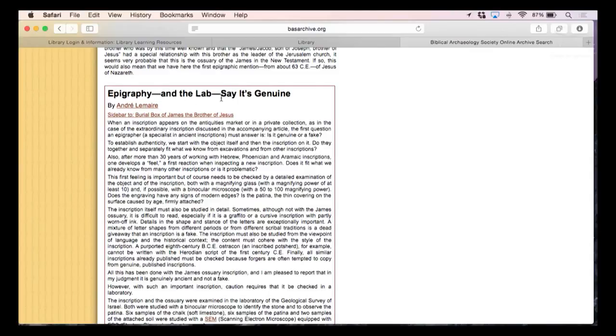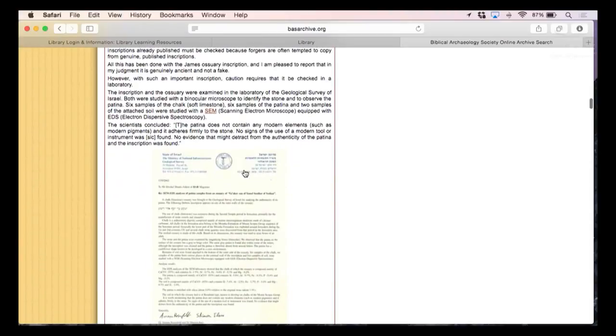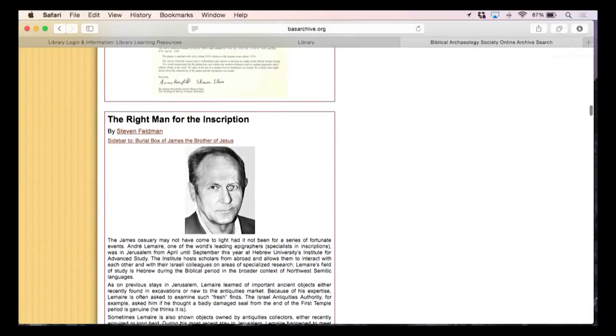epigraphy, and the lab. The lab says it's genuine. So they sent it to a lab where experts could compare the time period of the bones and find out whether or not the bones themselves, excuse me, the bone box, because the bones aren't there anymore. The bone box, and find out whether it was from the right time period. They could find nothing that indicated that it was not from that time period. Everything about it seemed to indicate that it was.